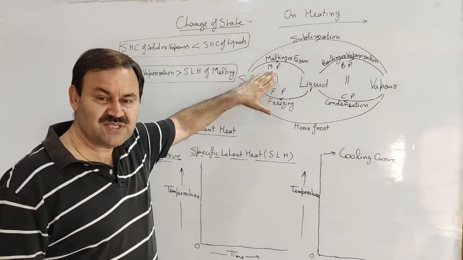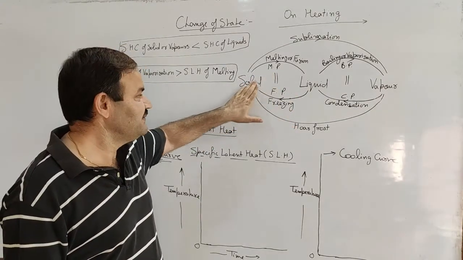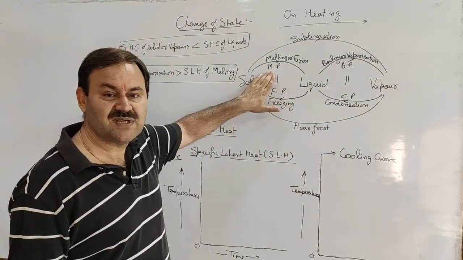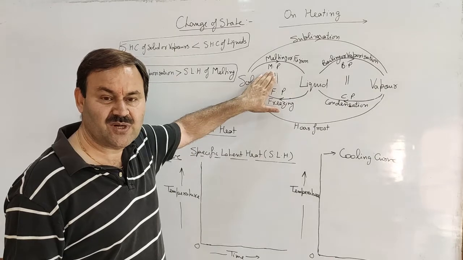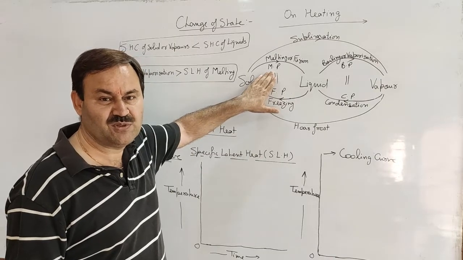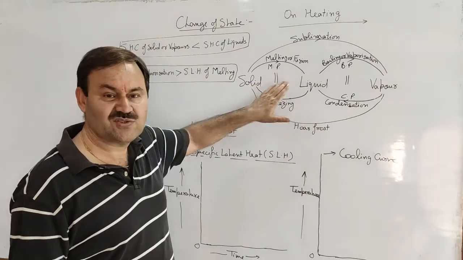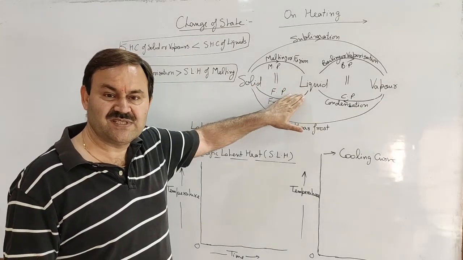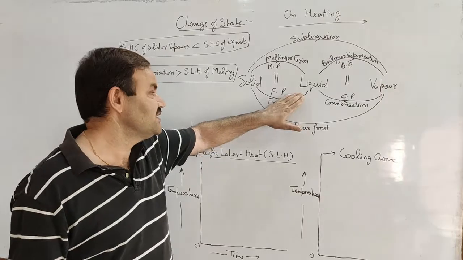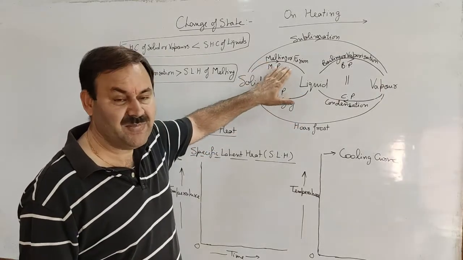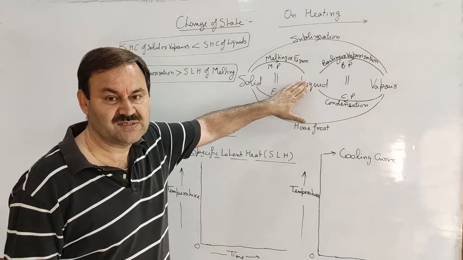The constant temperature at which a solid will change into its liquid state by continuous absorption of heat will be called melting point or fusion point of solid, while the process in which a solid changes into its liquid state at a constant temperature with continuous absorption of heat is called melting or fusion.